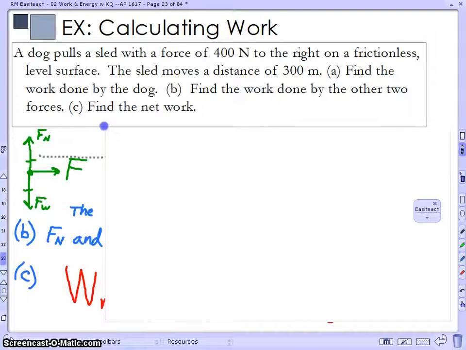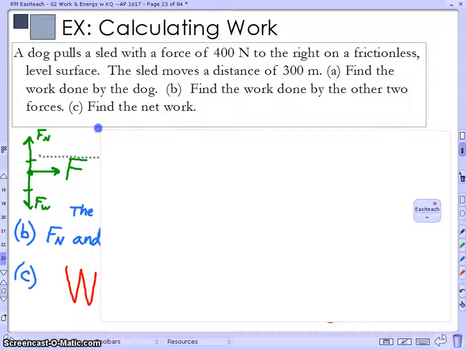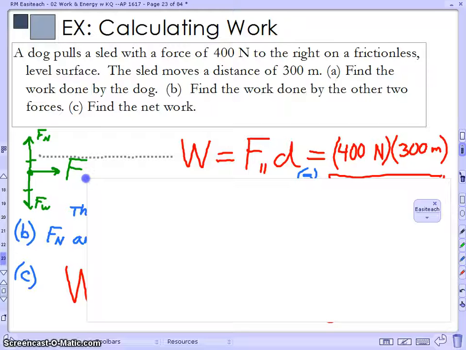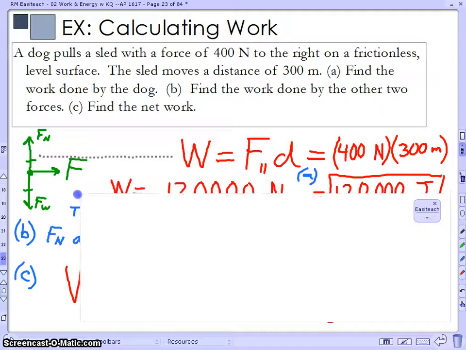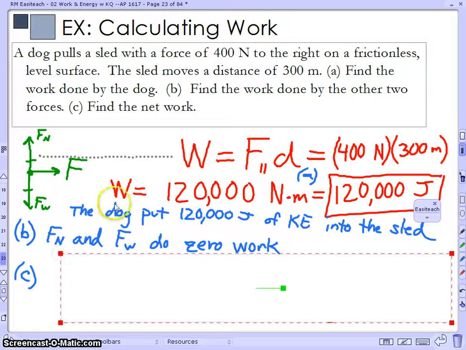It's good to look at the forces on the sled. So the dog's pulling the sled with this applied force F. And let's talk about the work done by the other two forces and the net work. And then I'll also talk about the energy. So the dog did 120,000 joules of work. The normal force and the weight did no work. The dog put energy into the sled. By virtue of the fact that the dog did work on the sled, it now has kinetic energy.